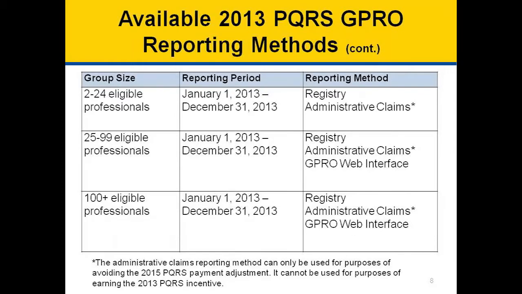For groups between 2 and 24 eligible professionals, the reporting methods available to you are Registry and Administrative Claims. For groups between 25 and 99 eligible professionals, or 100 or more eligible professionals, the reporting methods are Registry, Administrative Claims, and GPRO Web Interface. The Administrative Claims reporting method can only be used for purposes of avoiding the 2015 PQRS payment adjustment. It cannot be used for purposes of earning the 2013 PQRS incentive.